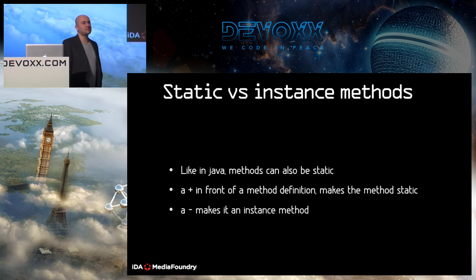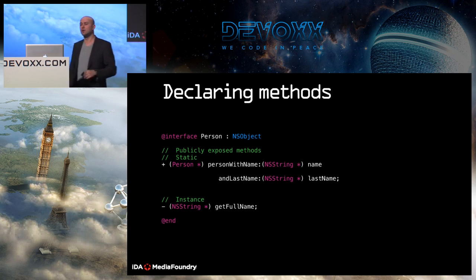Static versus instance methods exist as well, but the syntax is a bit different from Java. In Java, you note it with the static keyword. In Objective-C, you make the difference with the plus and the minus sign. So in the method signature, if you put a plus in front of it, it's a static method. Otherwise, it becomes an instance method. So let's look at a little example here.